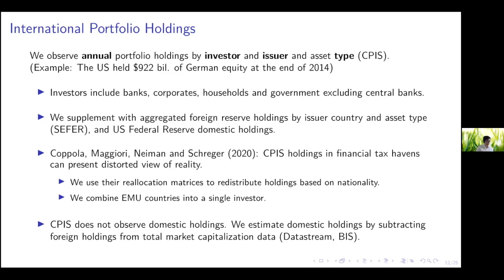The CPIS also does not observe domestic holdings. So we're going to estimate domestic holdings by subtracting foreign holdings from total market capitalization data. This is for debt and equity. For equity, we can use Datastream. For debt, we can use BIS, plus some additional RA grunt work.